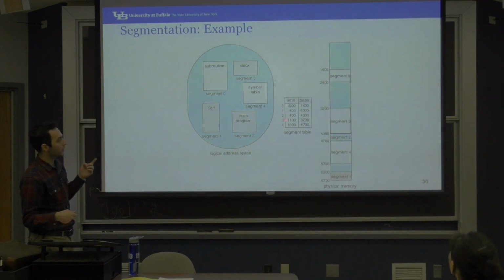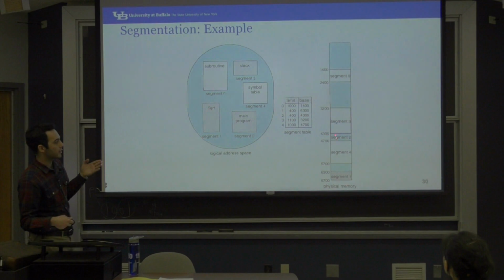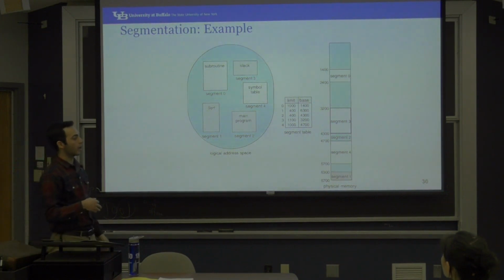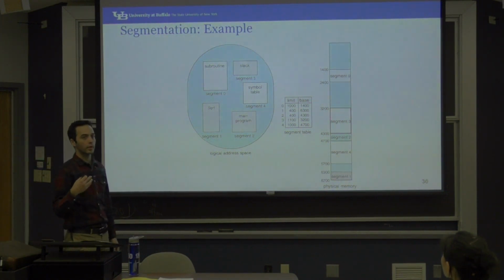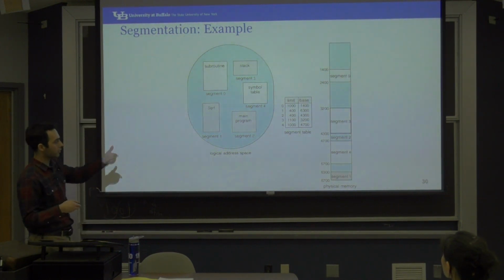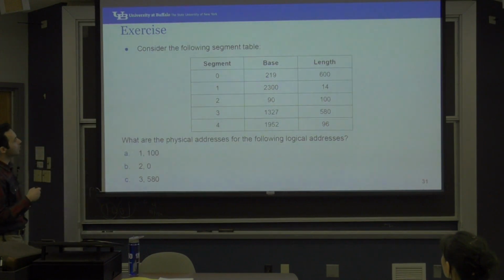Segment number 2 is also 400 bytes, but it starts at this address, so that's it. Segment number 3 has the size of 1,100, and it starts at 3,200, so it's here, right? So this table is only used when the instruction is trying to access a segment, then it's just going to go to the segment table. So this is an example. Let's solve it together.